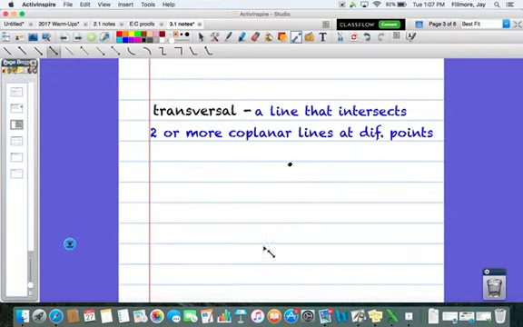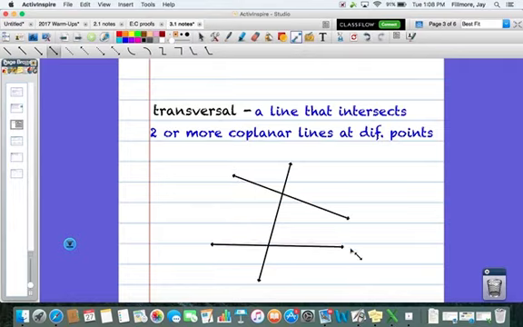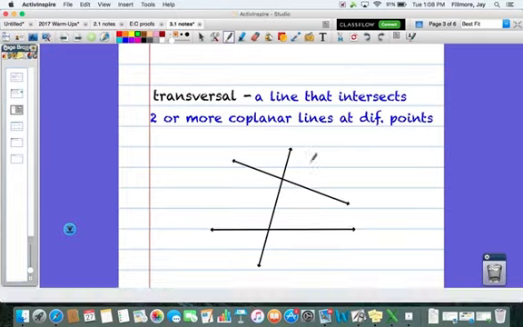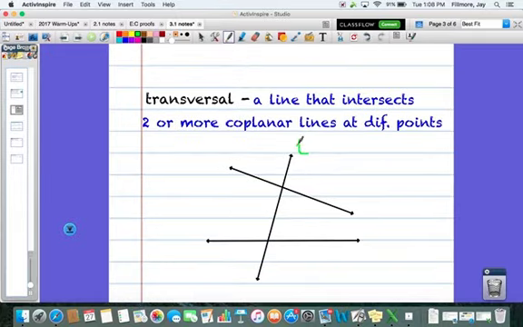So here's one line. I'm going to let this be my transversal, and then it's going to cross two other lines or more, but I'm just going to draw two, at different points. So it's going to intersect these two lines at different points. So this here is my transversal. I could label that T if I wanted to for transversal.